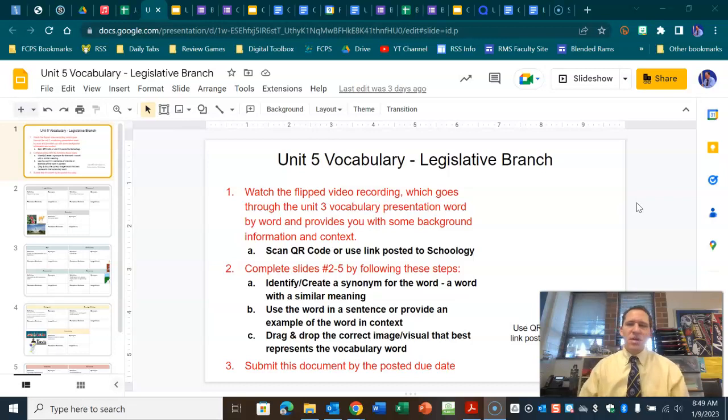I just wanted to share with you some information about Unit 5 vocabulary, the legislative branch, and you probably have this document open, except there is a QR code here on your screen. You will be doing 14 words today in this unit, and we always combine Unit 4 and 5 in terms of the assessment. So we'll have a quiz coming up on the due date that is posted in the classroom and on Schoology.